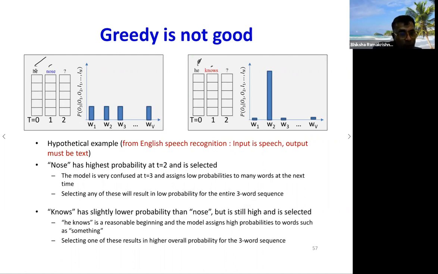But then what is the word that can follow he nose, with the organ on your face as the second word? He nose is a very, very strange combination of words. There's no clear, obvious word that can follow. And so in this situation, you'd expect the network to be very confused about what the next word must be and assign low probabilities to all the words. Whereas if you have he knows, although he knows had a slightly lower probability than he nose, for the next word, this is a well-structured pair of words. So a word like something is going to have a very high probability and the other words are clearly absurd. So when you compare the product of the probabilities of the first three words, this guy is clearly going to win over this guy.